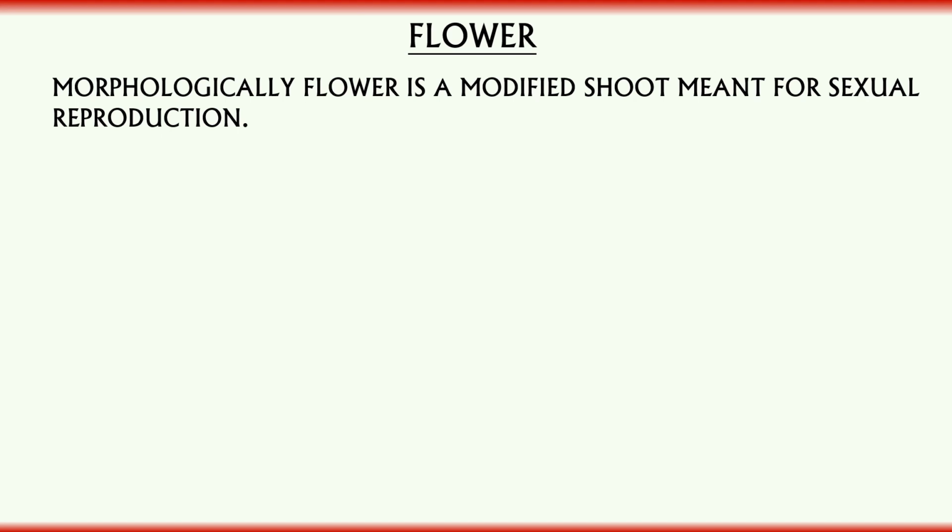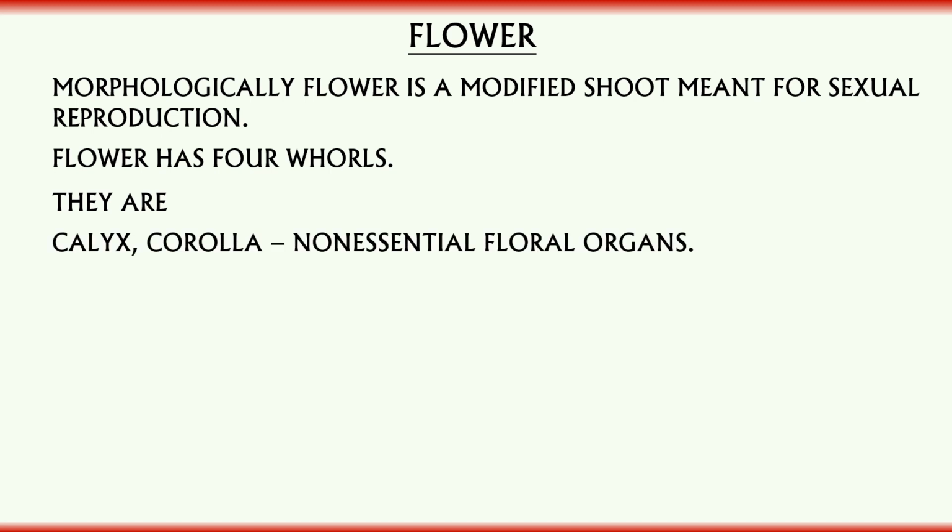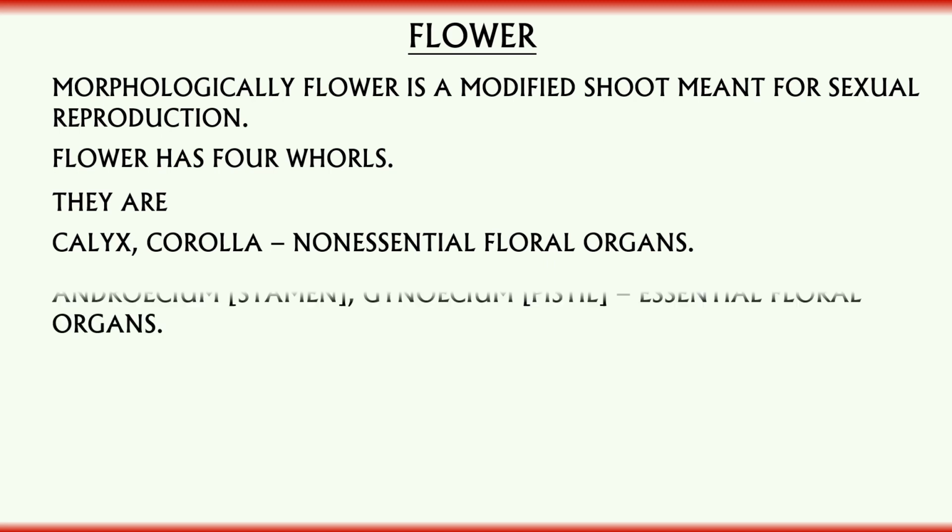Morphologically, flower is a modified shoot meant for sexual reproduction. Flower has four whorls. They are calyx, corolla. These two are called non-essential floral organs because they can't produce gametes. Androecium, also called stamen, gynoecium, also called pistil. These two organs are called essential floral organs because they can produce gametes.